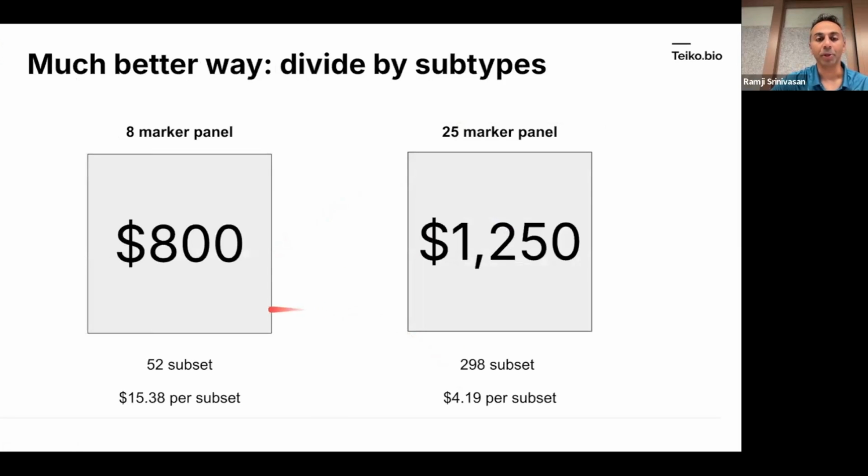So we think this measure, price per subtype or price per subset, is a much more reflective measure of the value that these different offerings bring. So an $800 panel divided by 52 subsets gets you to $15 per subset. A $1,250 panel divided by 298 subsets gets you to $4 per subset. And by this measure, the $1,250 panel is a big winner.